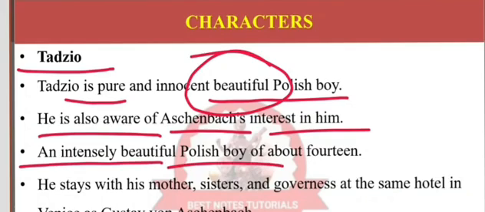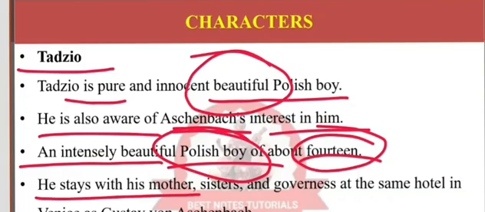An intensely beautiful Polish boy of about 14. So he had sexual fantasy with this 14-year-old Polish boy. He stays with his mother, sister, and governess at the same hotel in Venice as Gustav von Aschenbach. So both of them were in the same hotel where they happened to meet each other, and then Aschenbach started making his imagination after that.